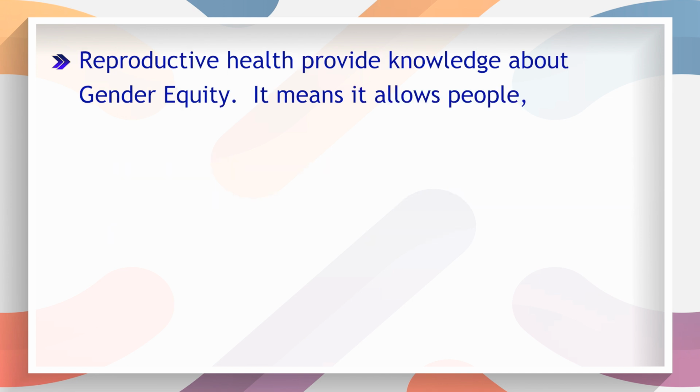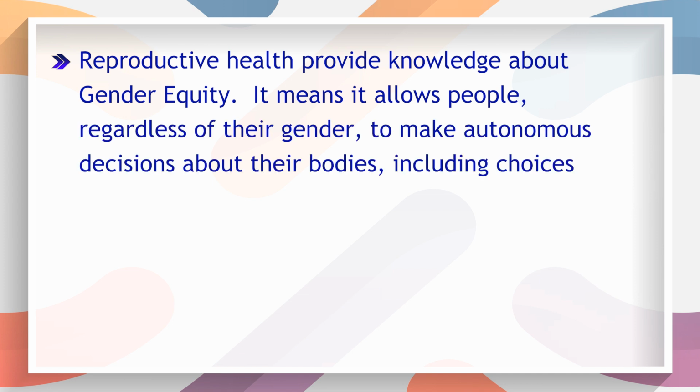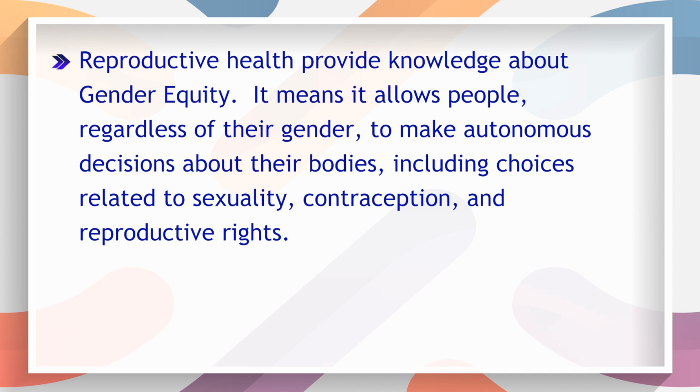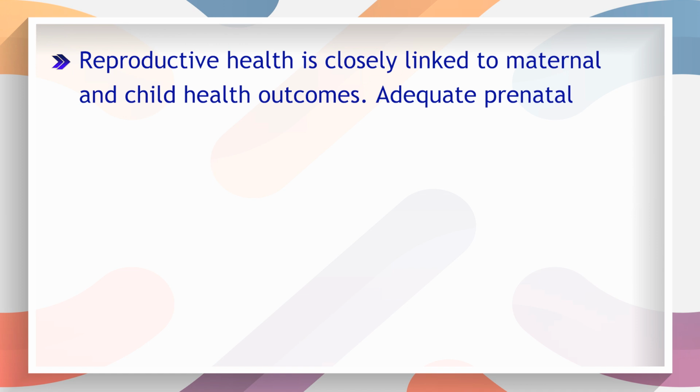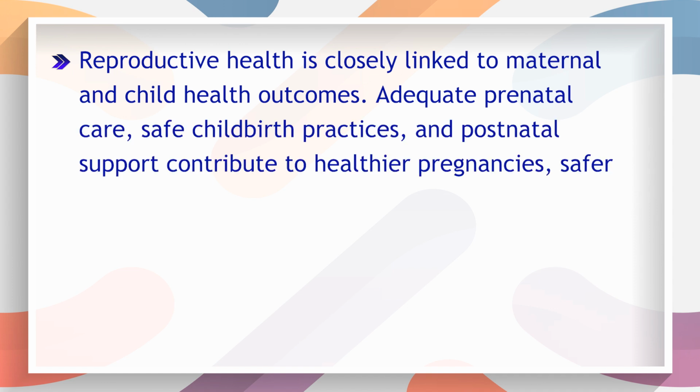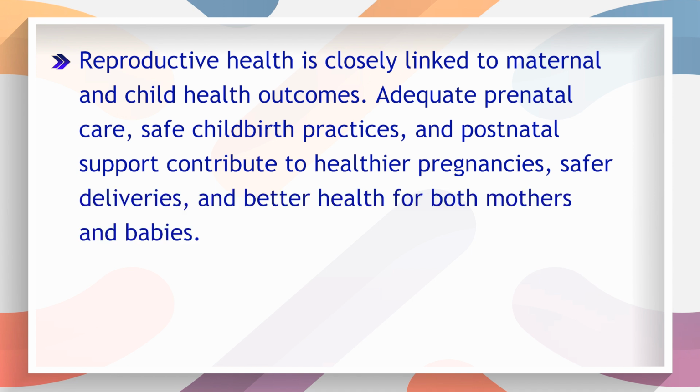Reproductive health provides knowledge about gender equity. It means it allows people regardless of their gender to make autonomous decisions about their bodies, including choices related to sexuality, contraception, and reproductive rights. Reproductive health is closely linked to maternal and child health outcomes. Adequate prenatal care, safe childbirth practices, and postnatal support contribute to healthier pregnancies, safer deliveries, and better health for both mothers and babies. So, viewers, from the above discussion, we are able to understand the significance of reproductive health.